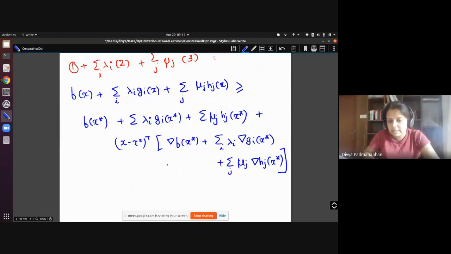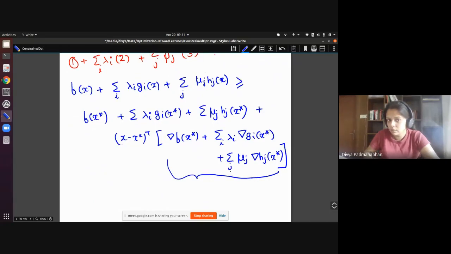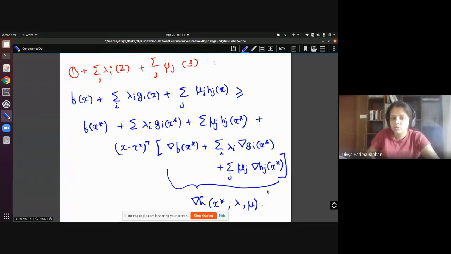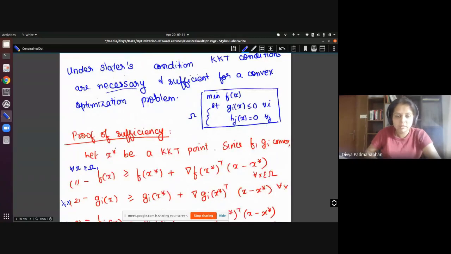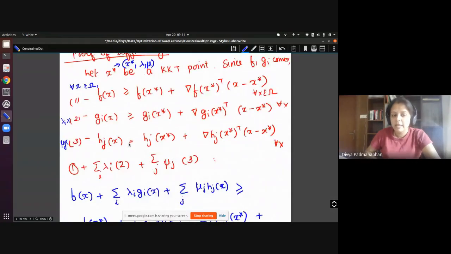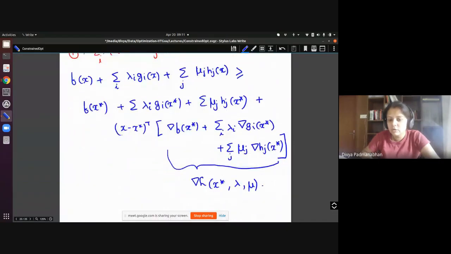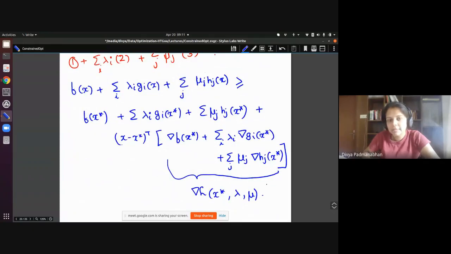Now this last part, what is this? Can you tell me what this would be? Gradient of Lagrangian. Yes, gradient of Lagrangian evaluated at x star, lambda, and mu. Take that x star, lambda, mu, that's the KKT point. So here, when we say KKT point, it's a tuple, right? So it's x star, lambda, mu. All these operations are with respect to lambda and mu for the KKT point. Now, because this is a gradient of the Lagrangian and this is a KKT point, this has to be equal to 0. So this whole part becomes 0.